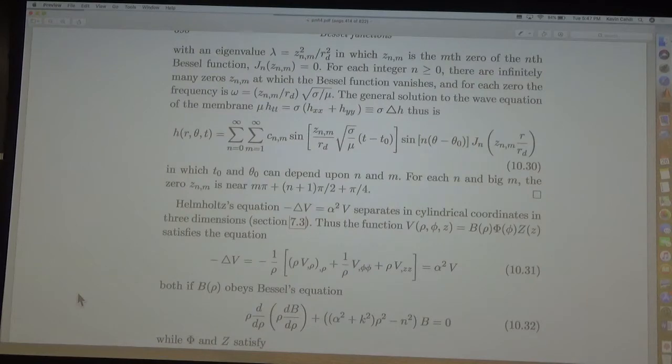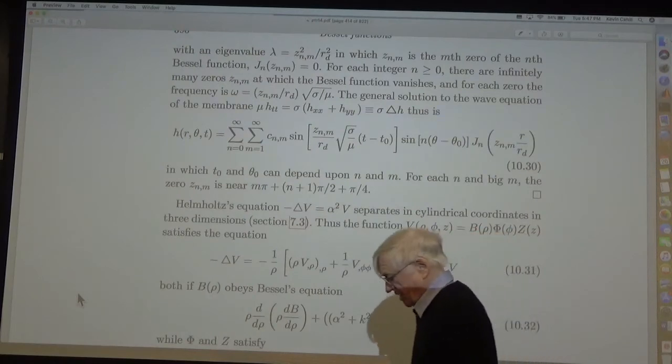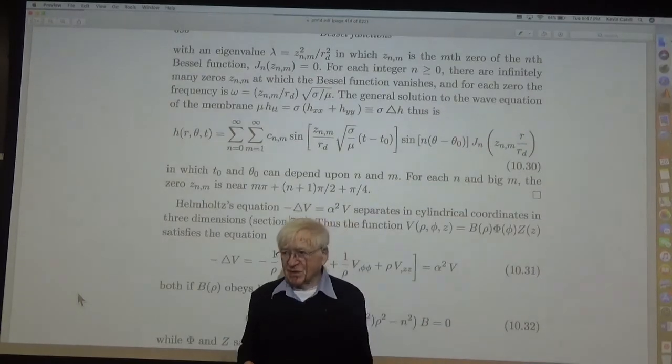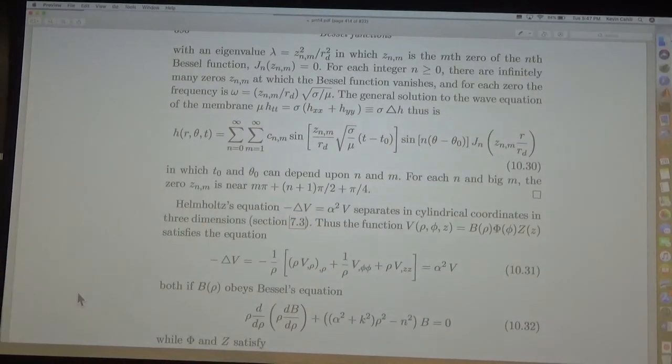those are the eigenvalues. And so the total solution is this rather complicated expression, an infinite series on n, and then for each n, which gives you a J_n here, you have an infinite number of m's, where these are all the zeros of the Bessel function. Then you have your two sines. And you might say, well, why don't I have cosines? Well, I have hidden cosines because I have t minus t0 and theta minus theta 0. And for big n and for each n and big m, the zero is near this value, it turns out.